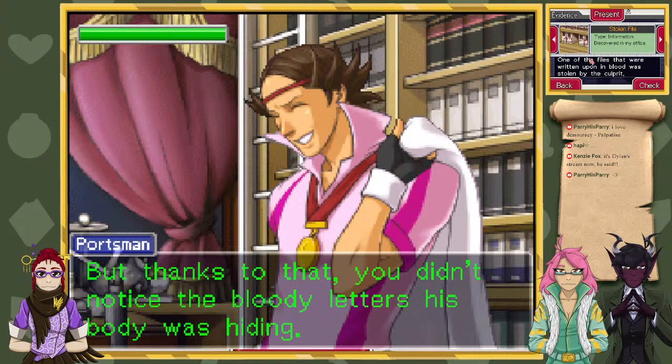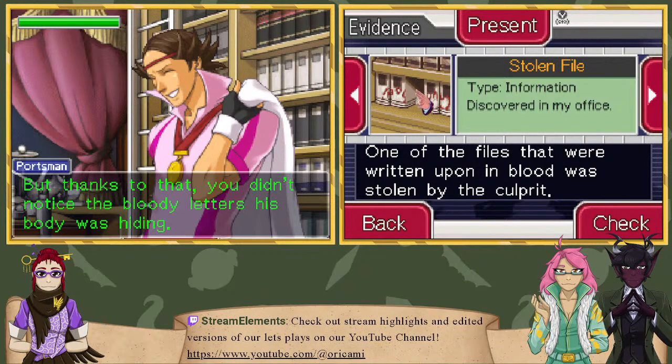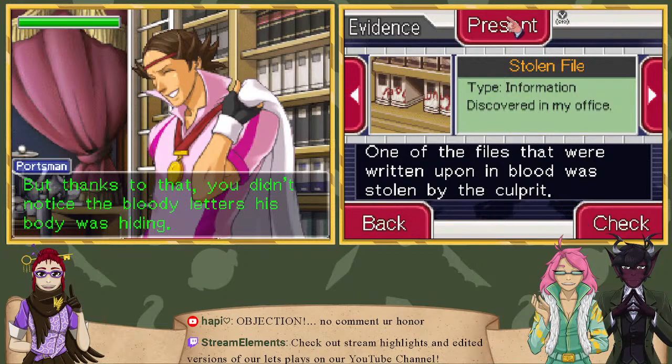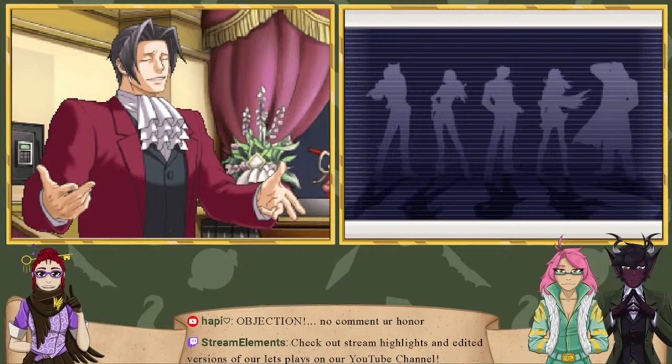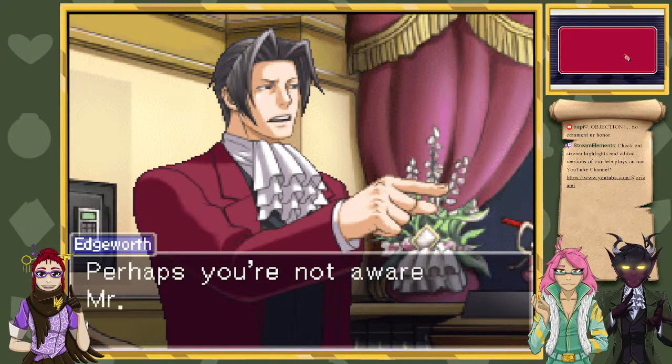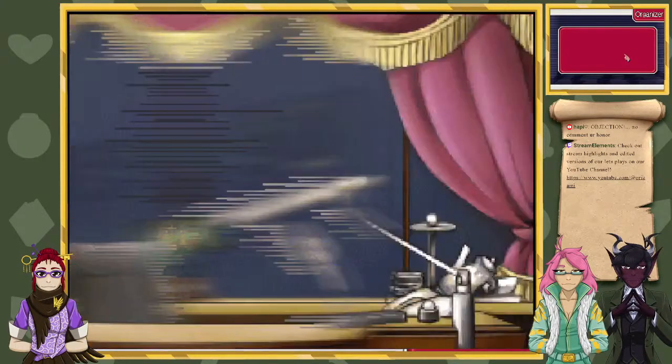That's what it is. I'm not on the right screen. That's what it is. The folder was stolen after he wrote on it, right? If there is missing writing, the folder was there when he wrote it. So the person thus taking the folder would have been forced to see this part of the writing. They would have, right. Ooh. Oh. That is a very nice objection. Perhaps you're not aware, Mr. Portsman, but there is a serious flaw in your logic.